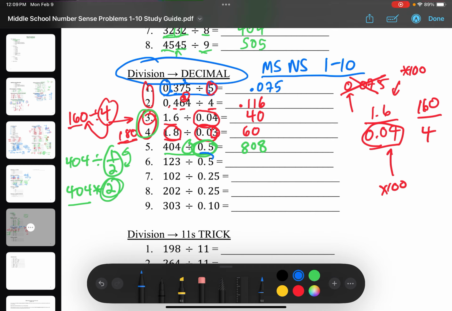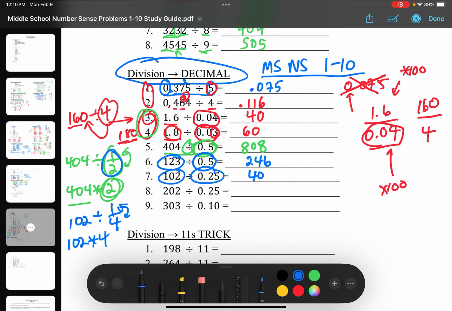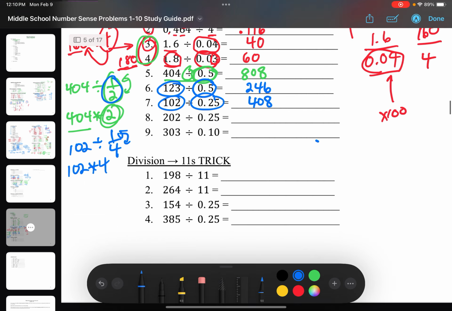So again, this right here is just a ninja way of saying double this. So if I double that, that ends up being 246 because that's double 123, okay? This one here, 0.25, well, that's really saying 102 divided by a 4th. Well, in the same fashion that I did here, if I take the reciprocal of this, that's 102 times 4. So I'm really multiplying 102 times 4, and that ends up being 408, okay? Same fashion here. This is just a ninja way of saying 4 times 202, which is 808, okay?